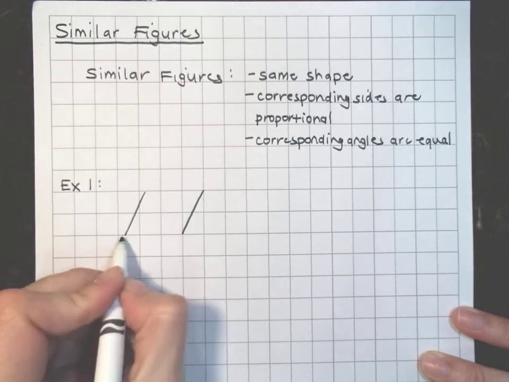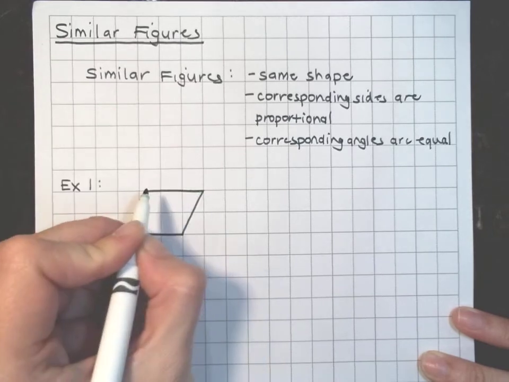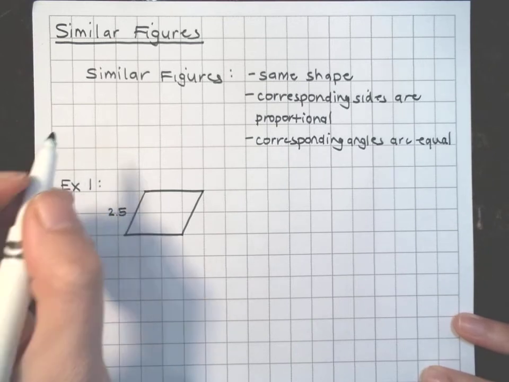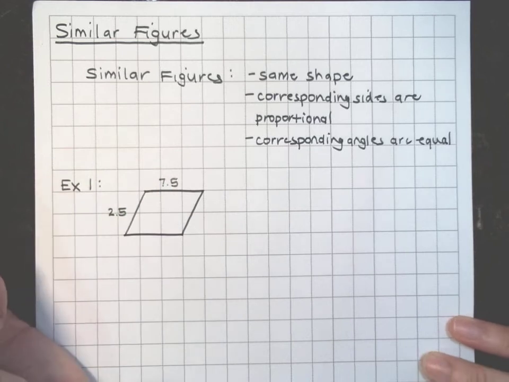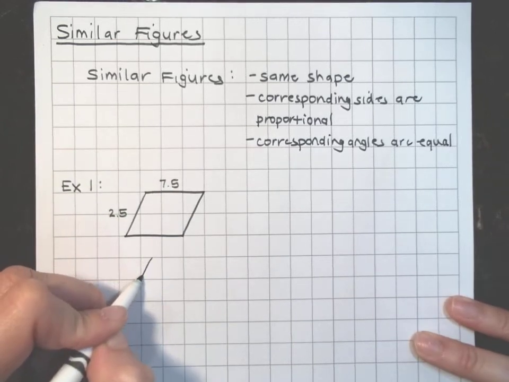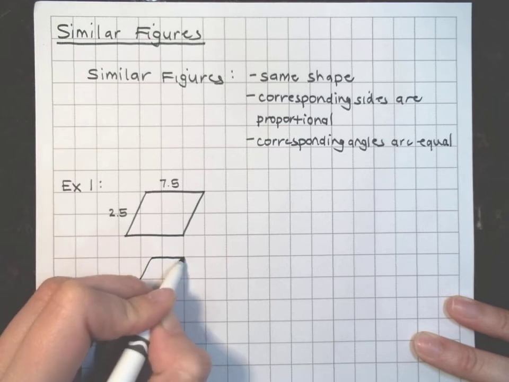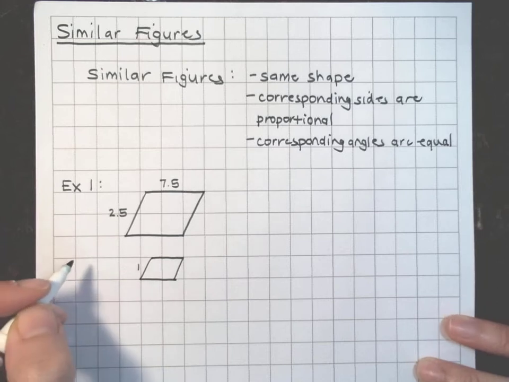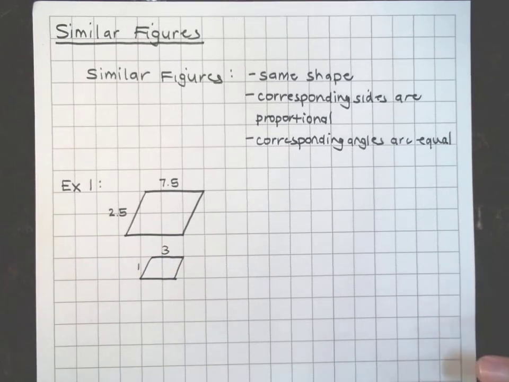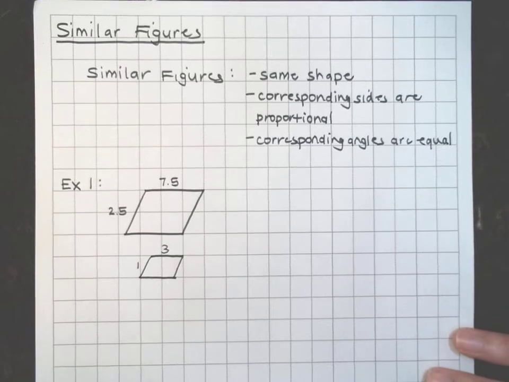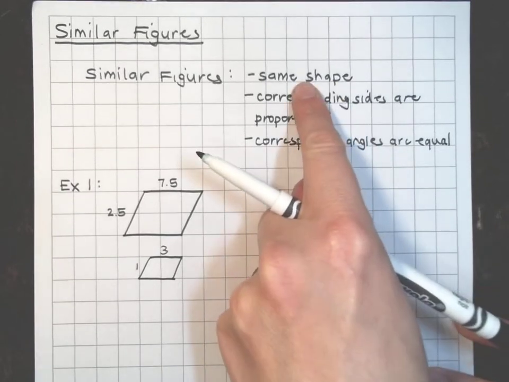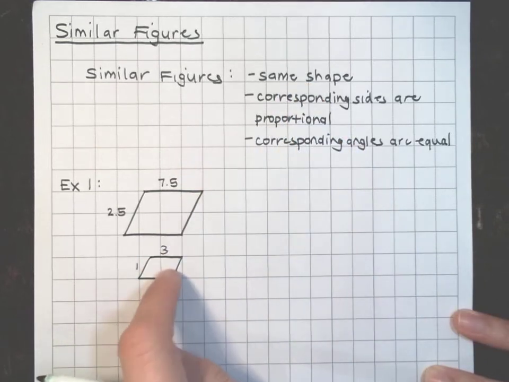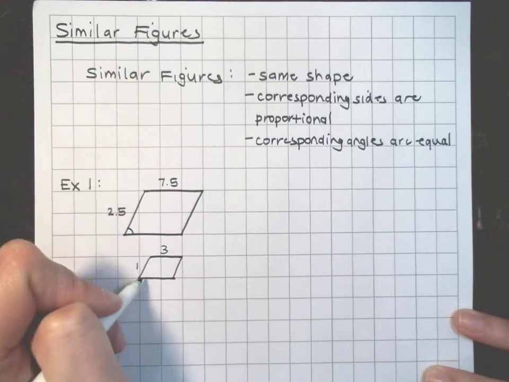I'll do my best to sketch them so that they look correct. So we have this side is 2.5 and this side is 7.5. Then we have a smaller one. And of course, they're not drawn to scale, so don't just guess by looking at it. So are these the same shape? Yes, they are the same shape. They are both parallelograms. Oh, and I forgot to mark this angle equals this angle.